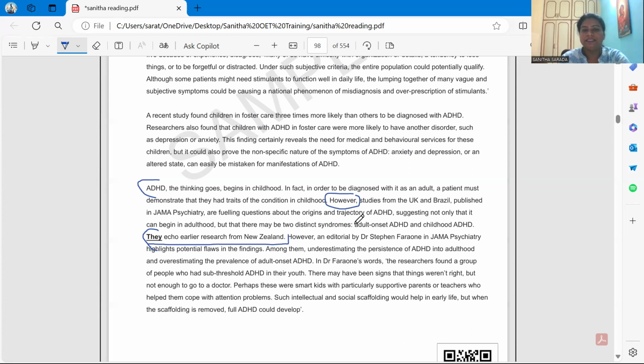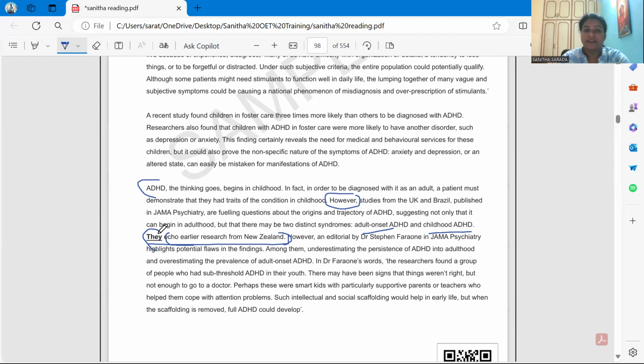about the origins and trajectory of ADHD, suggesting not only that it can begin in adulthood, but that there may be two distinct syndromes: adult-onset ADHD and childhood ADHD. They echo earlier research from New Zealand." That is, "they echo" means they are almost similar studies, similar to the earlier research from New Zealand.